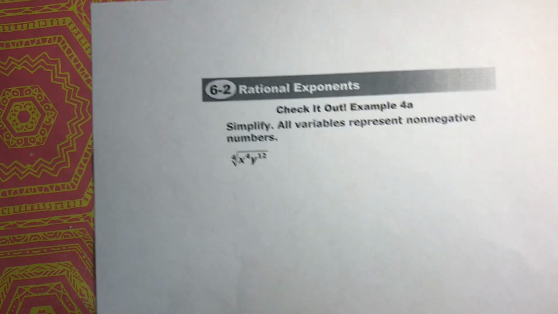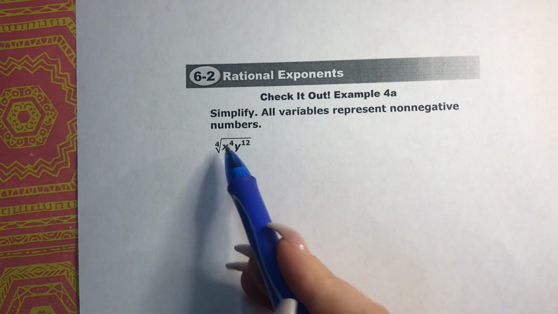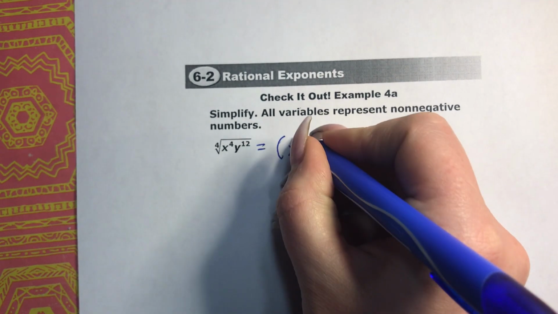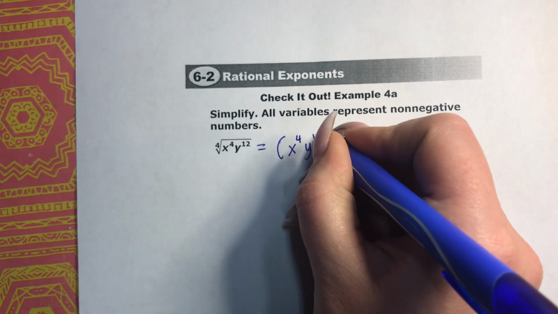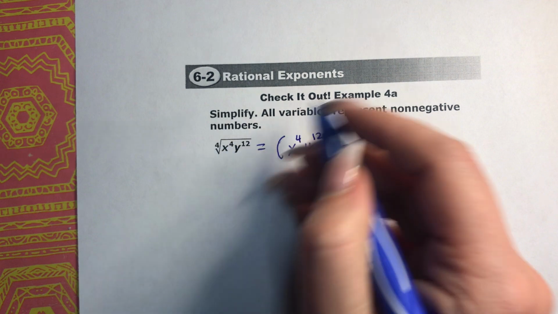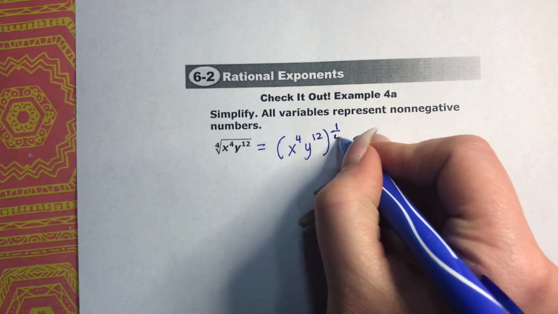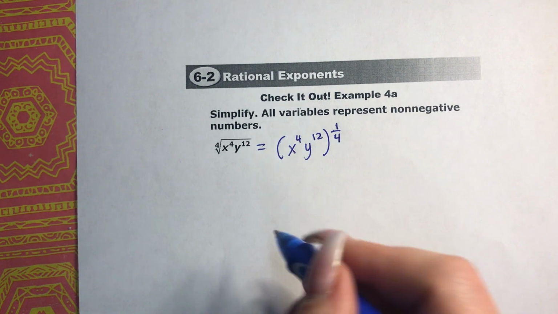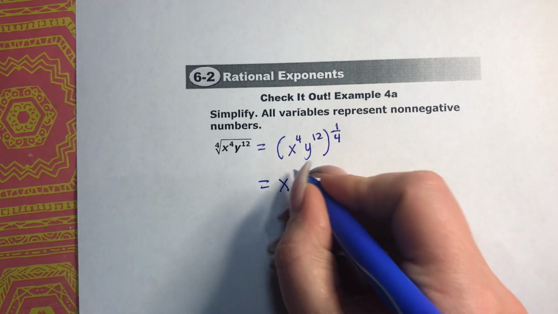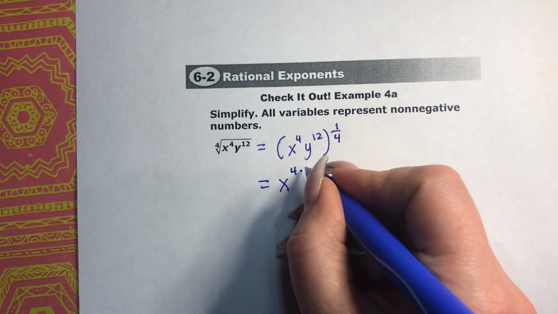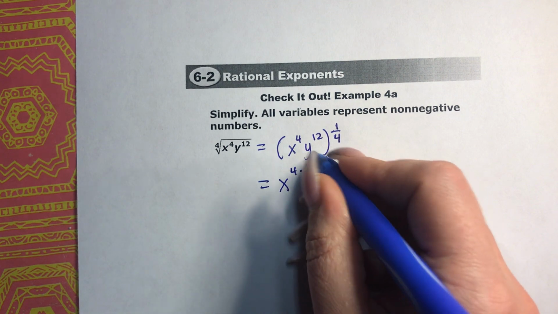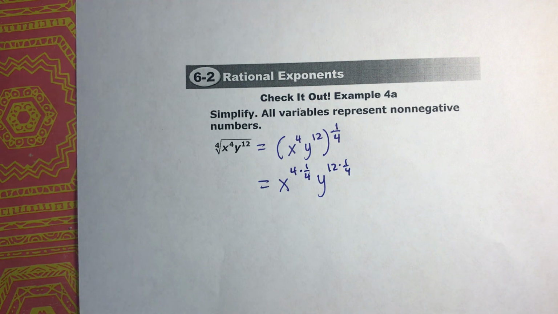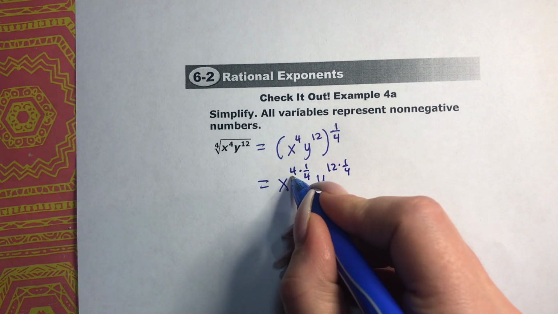So for this problem here, I think that I'm going to rewrite it, right? I'm going to rewrite this as x to the 4th, y to the 12th, and this 4th root is the same thing as raising it to the 1/4 power. And then I'm going to do that power rule, which just means I'm going to multiply 4 times 1/4, and then y 12 times 1/4. Okay, then we just do those problems.